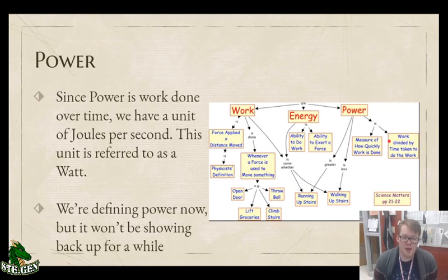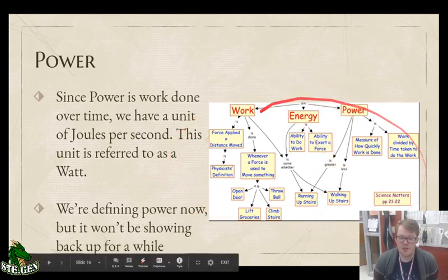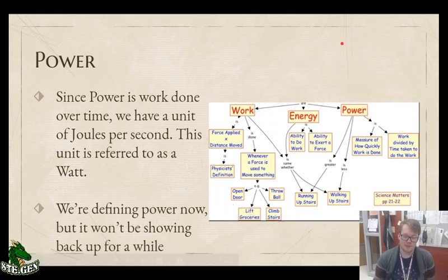So since power is work done over time, we have a unit of joules per second. That's called a watt. But I want you to notice this chart really breaks down a very good explanation of the difference between work, energy, power, and how they are all connected.